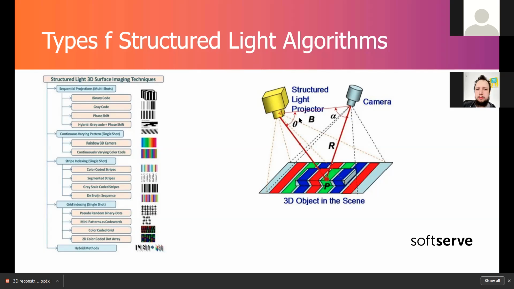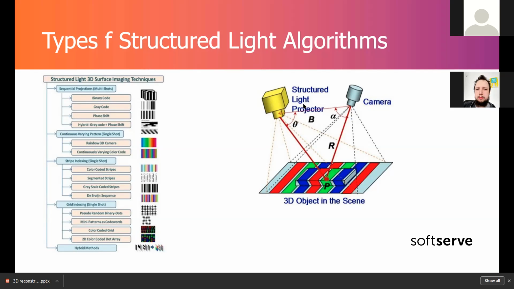And the idea is we project some known pattern on the object, then capture the reflected image on the camera, and knowing the parameters, for example, during calibration of the camera and projector, the angle between camera and projector, we can then use different techniques in order to reconstruct the original object.